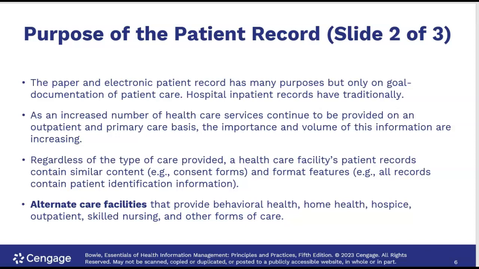Regardless of the type of care provided, a healthcare facility's patient records contain similar content. This means consent forms, different format features, and all records contain patient identification. Okay, so I did talk about alternate care facilities. This could be behavioral health, home health, hospice, outpatient, skilled nursing, and then other forms of care.